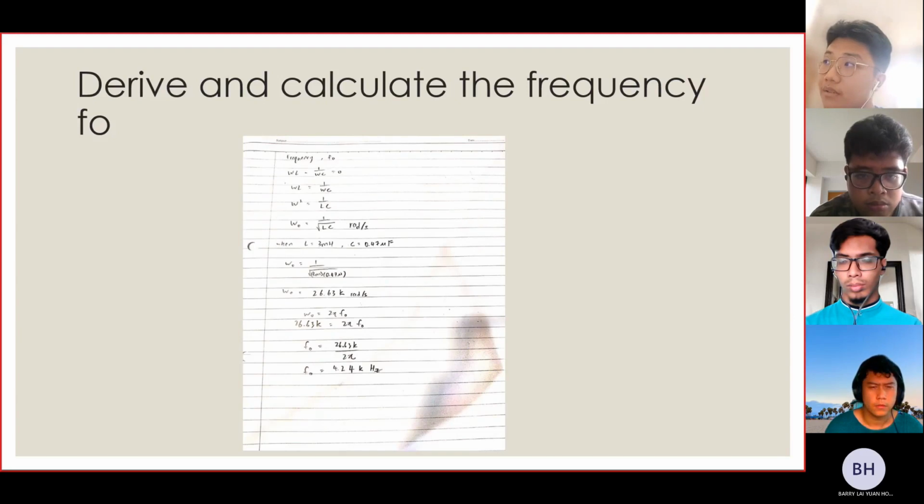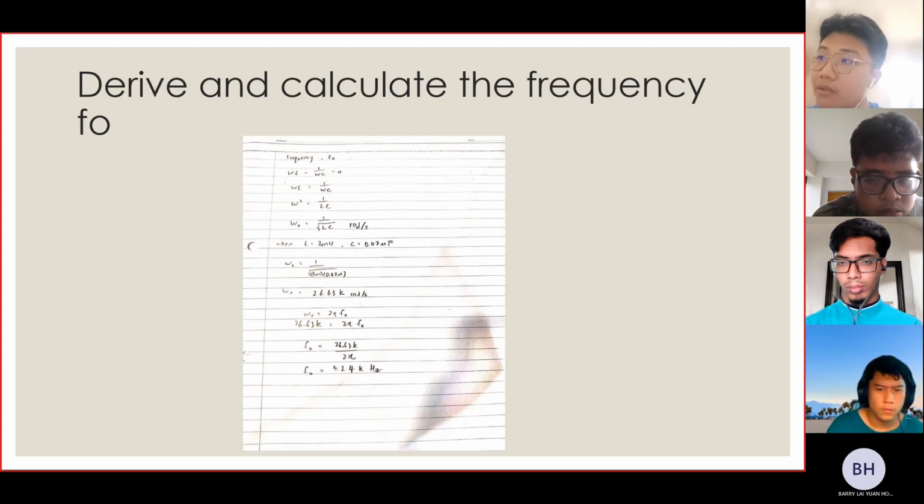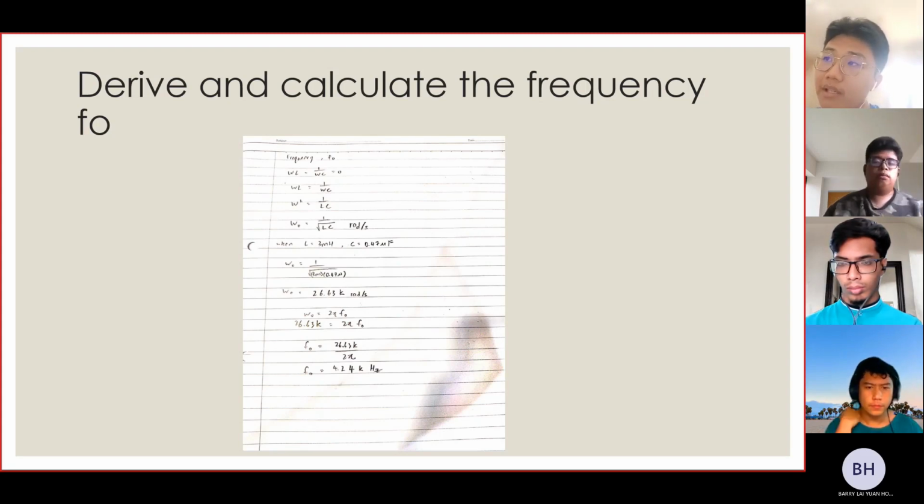For the next one, we calculate the resonance frequency, which is f0. We can derive it from the equation ω0L minus 1 over ω0C equals 0, and we get ω0 equals 1 over the square root of LC. Then we substitute in the values of the inductor and capacitor to find ω0. After that, we use ω0 equals 2π f0, substitute in all the values, and in the end we can get the value of f0.